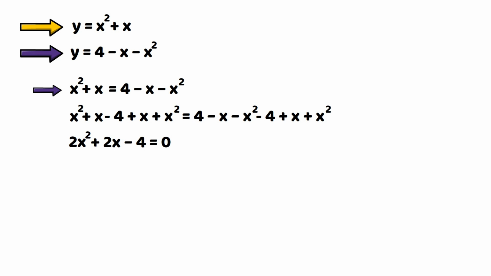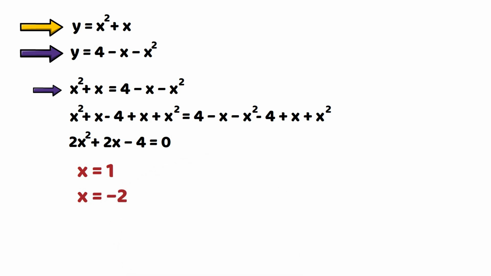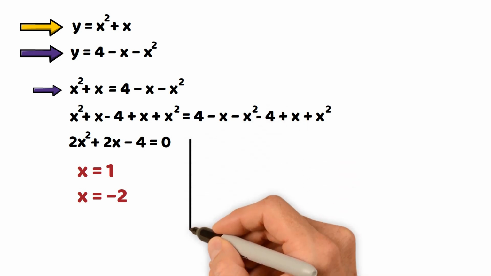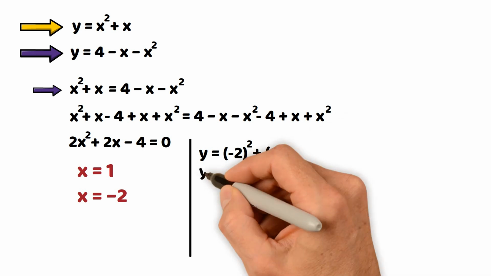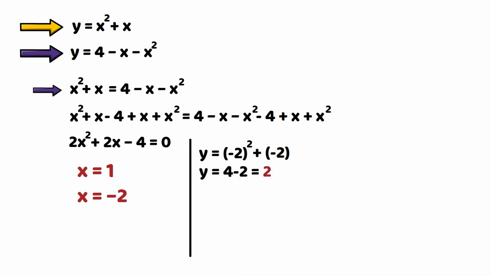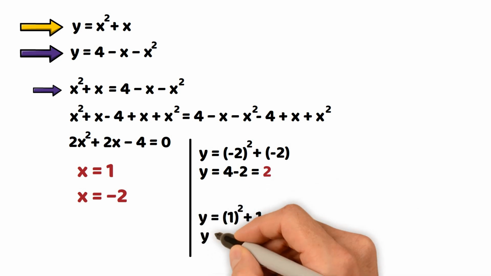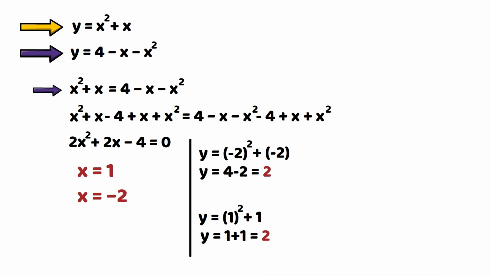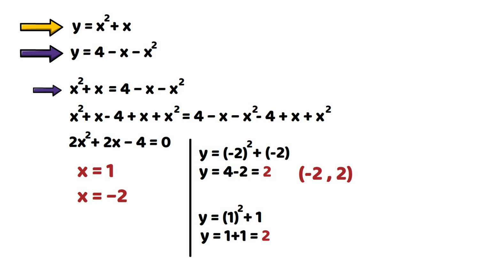On the left side, we get 2x minus 2 equals 0, which makes x equal 1, and on the right side, we have x plus 2 equals 0, which means x equals negative 2. If x is negative 2, based on the original equation, then y equals negative 2 squared plus negative 2, which is 4 minus 2, which is 2. If x is 1, then y equals 1 squared plus 1, which is also 2. Therefore, x equals negative 2 and y equals 2, or (negative 2, 2) is one solution, and x equals 1 and y equals 2, or (1, 2), is another solution.